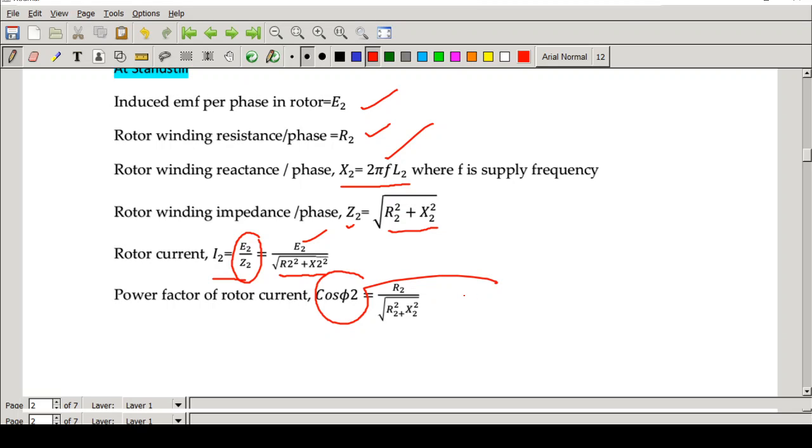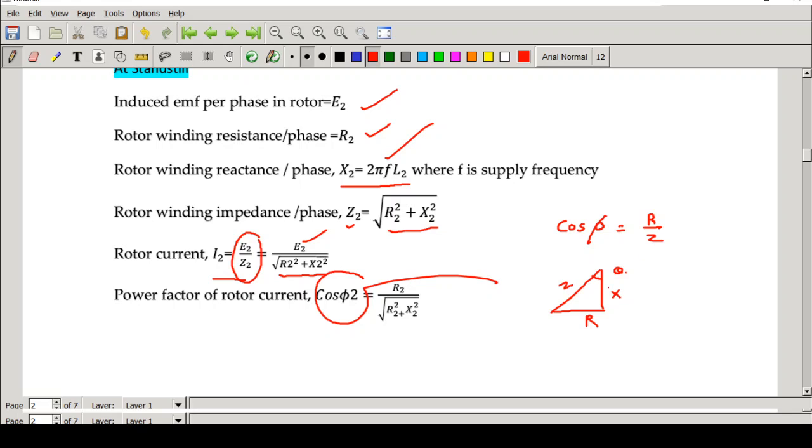The power factor cos phi is given by R by Z, where R is the resistance and Z is the impedance. This usually we get from an impedance triangle. You can take the angle as theta. This will be R, this will be X, and this will be Z. From this diagram, you can get the expression for cos phi and sin phi. That is how you get cos phi equal to R by Z.